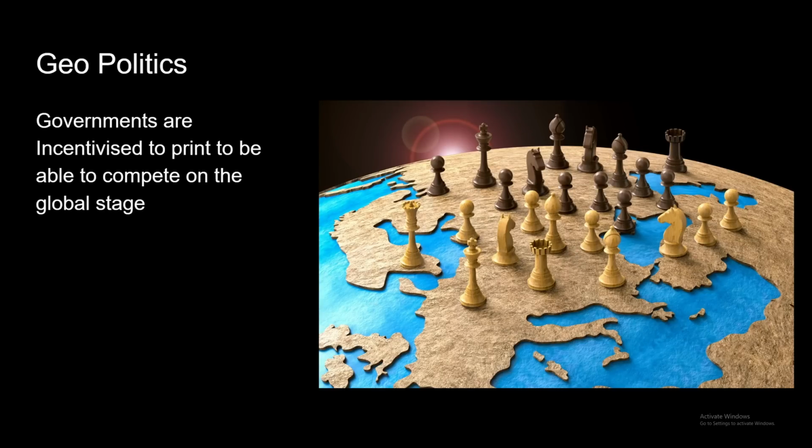This also works on a geopolitical scale. Governments are incentivized to print to be able to compete on the global stage, because if one government starts printing and putting that money towards a military budget, then all of the other governments are also incentivized to do that, to try and compete and to try and keep up. And so again, the game theory of governments on that global stage is to use the currency and to print money to give themselves a better position on the global stage.